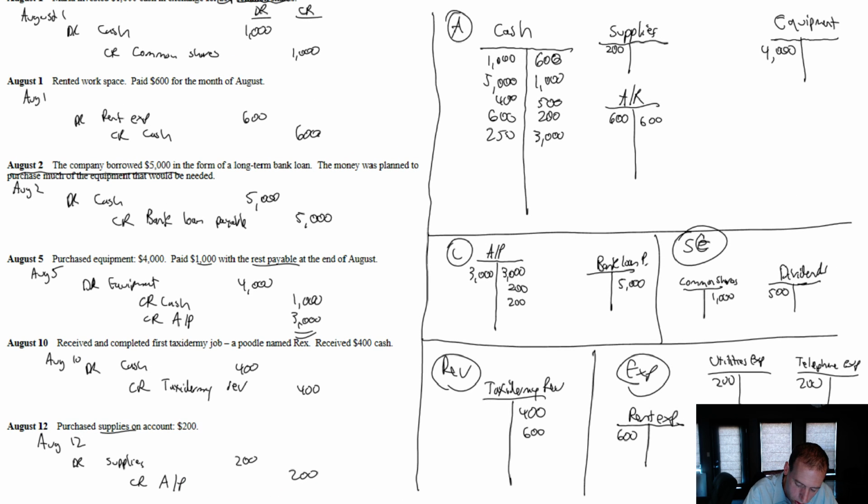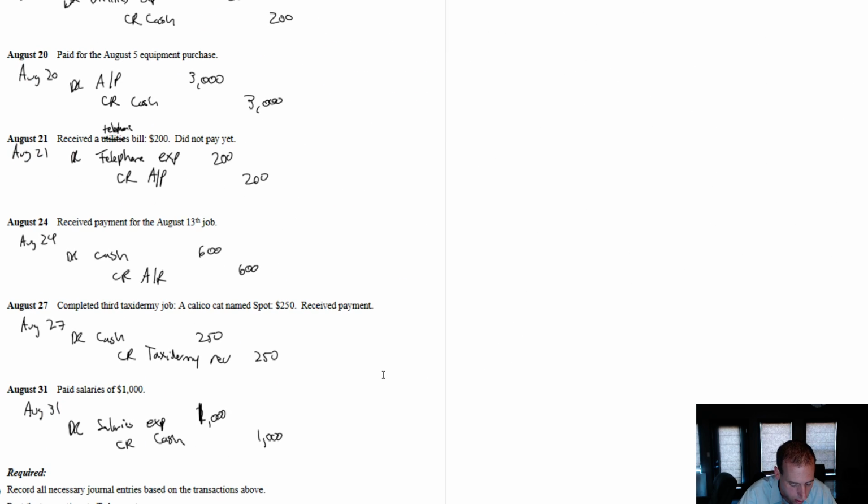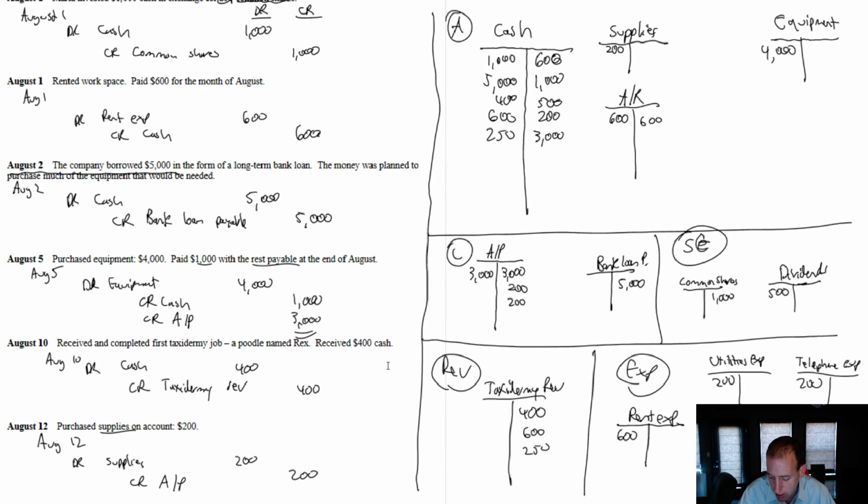Debit cash, credit taxidermy revenue for $250. I keep calling it taxidermy. Debit salaries expense, credit cash for $1,000. Last one. Debit salaries expense.